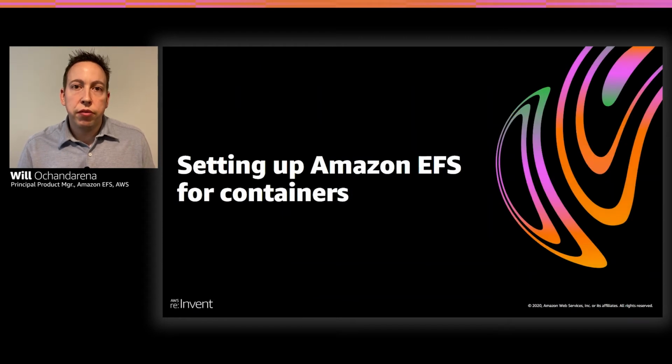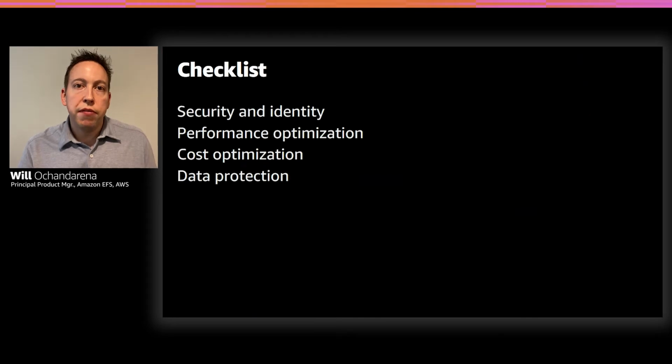So now that we've walked through the background of why and how you would do this, let's get started with modernizing your applications with EFS. Now, starting with just the checklist, what we're going to be covering in this section is first how to set up your file system for security and identity, how to optimize performance, how to optimize cost, and then set up data protection.